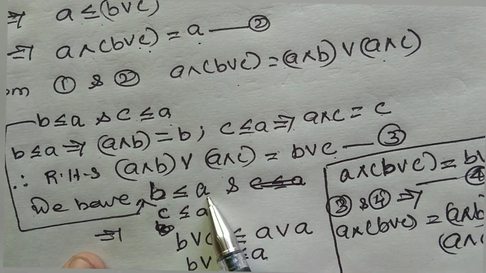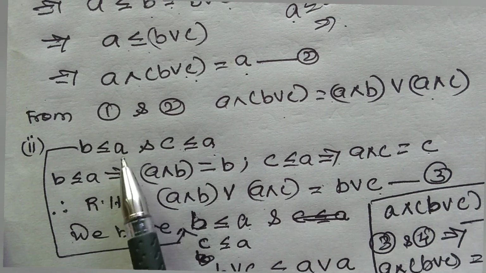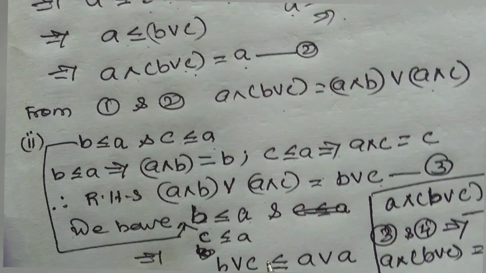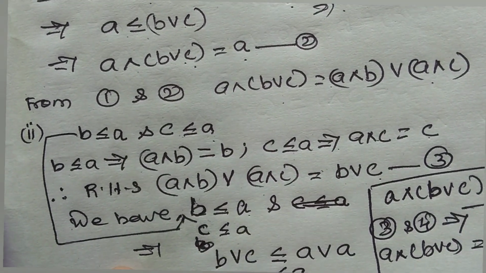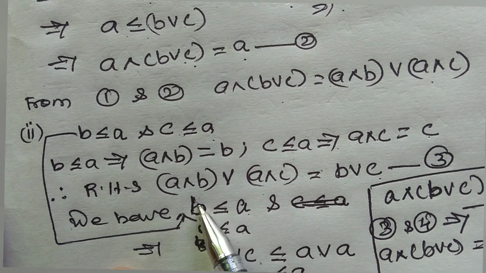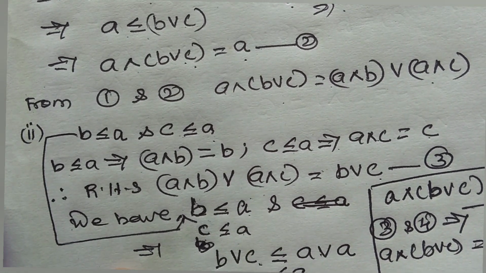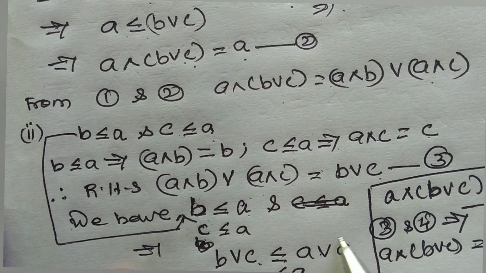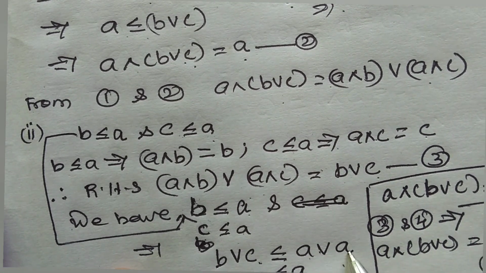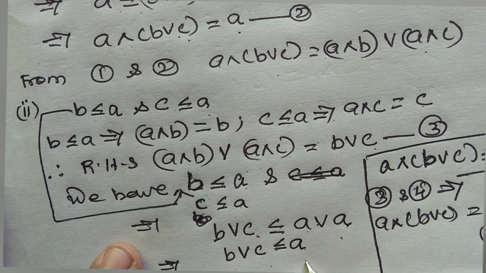Now B less than or equal to A, C less than or equal to A, already our conditions. Taking our conditions, we get B or C is less than or equal to A or A. Here LHS you take OR, then RHS you also have to take OR, that is B or C is less than or equal to A or A. But by the idempotent law, A or A is equal to A only. Therefore B or C is less than or equal to A.